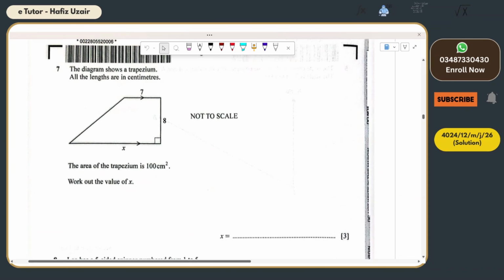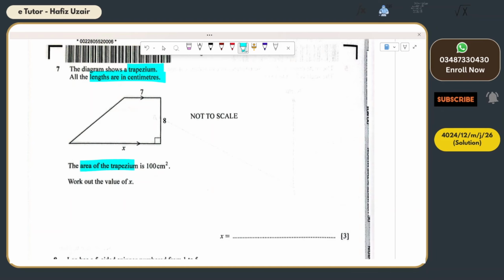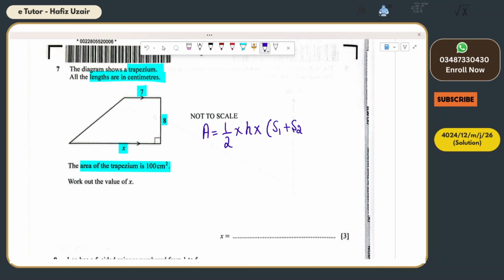Solve question number 7. The diagram shows a trapezium. All the lengths are in centimeters. The area of the trapezium is 100 centimeter square. The parallel sides are 7 and x, and the height of this trapezium is 8. Let's use the formula for the area of a trapezium. The area of a trapezium is 1 over 2 times height times the sum of parallel sides. You can say a plus b, or you can say s1 plus s2.